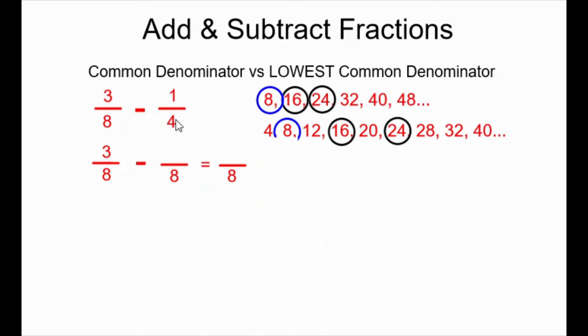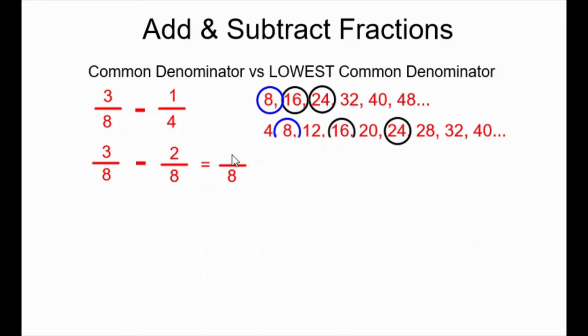The second fraction, the denominator is a 4, and I have to change it so it's equivalent but has 8 as its denominator. I ask myself, what do I have to do to 4 to get it to turn into 8? I have to multiply it by 2. So therefore, I'm going to multiply its numerator by 2 as well. 1 times 2 is 2. So 1/4 becomes 2/8. Now I have my equivalent fractions over the common denominator, and I can do my subtraction.